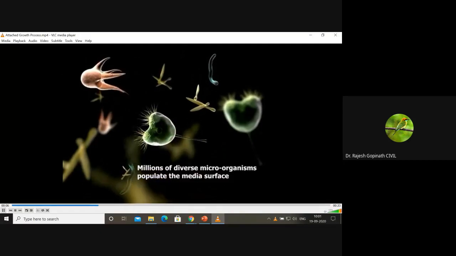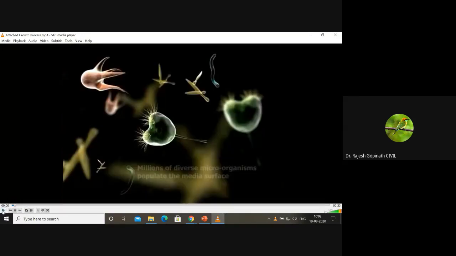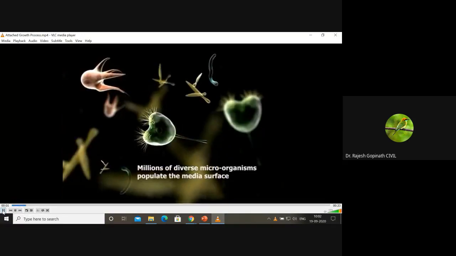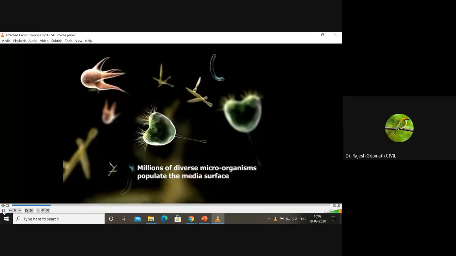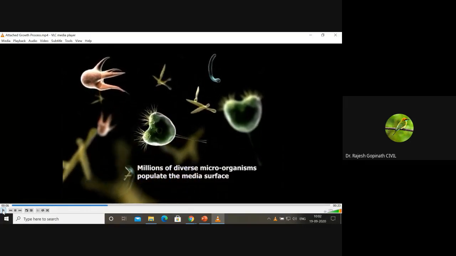So these are the microorganisms which are actually present in your wastewater. Let's look at this once again. You would find millions and millions of diverse microorganisms inside your wastewater. And it is these microorganisms which are actually breaking down the waste matter. Now they may be aerobic in nature, they may be anaerobic in nature. Now let's try to understand further.